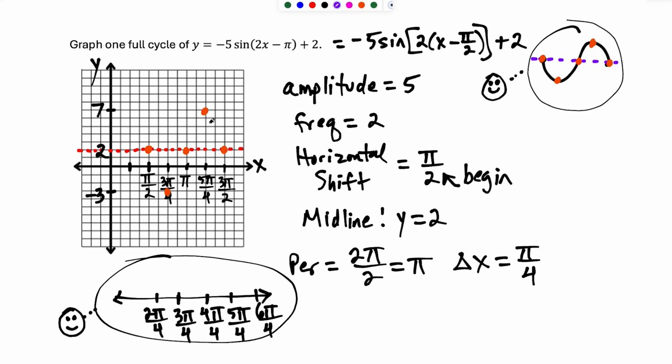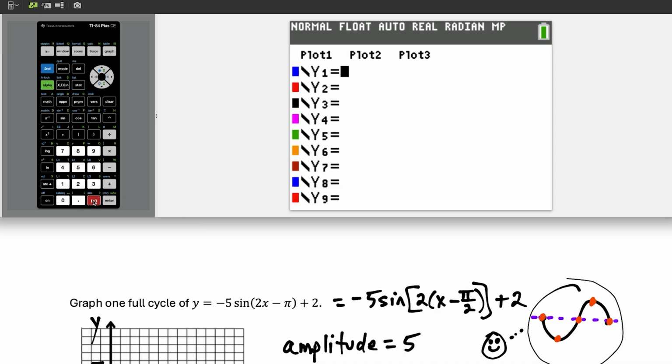And then all we have to do now is just connect this with our sine curve like this. So we're going down and then up. And then I do the same thing here. I just do the flip here. I go up and then down, and there's our full cycle of this sine curve. So let's just type this in. We have -5 times sine of 2x minus pi, and we close the parentheses, and then we tack on +2.